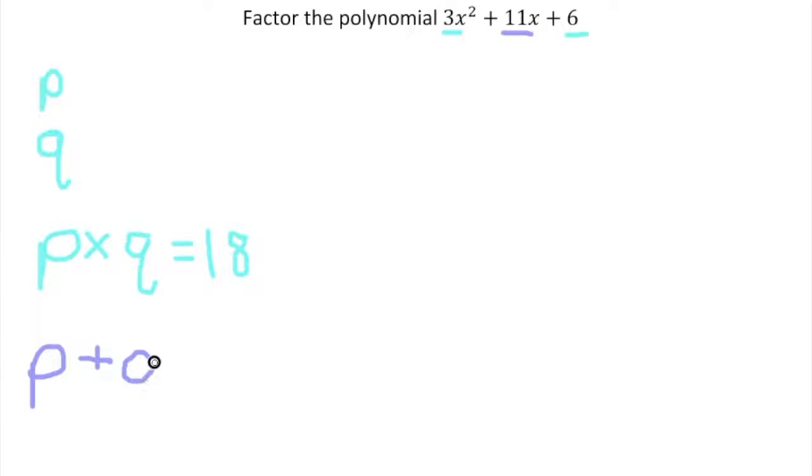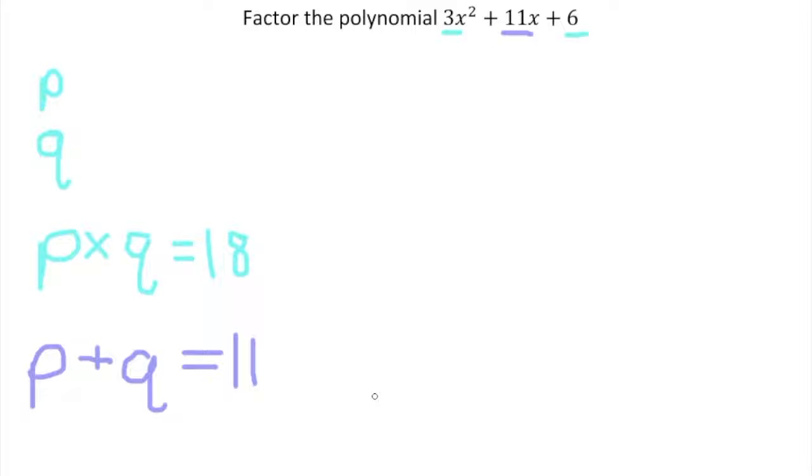To find what those two terms are going to be, we're going to think about it in terms of P and Q. P and Q, when you multiply them together, have to equal the two outside terms multiplied together. So in this case, 3 and 6. 3 times 6 is 18. So P times Q has to equal 18. We also need to think about P plus Q. P plus Q has to equal the middle term, which in this case is 11.